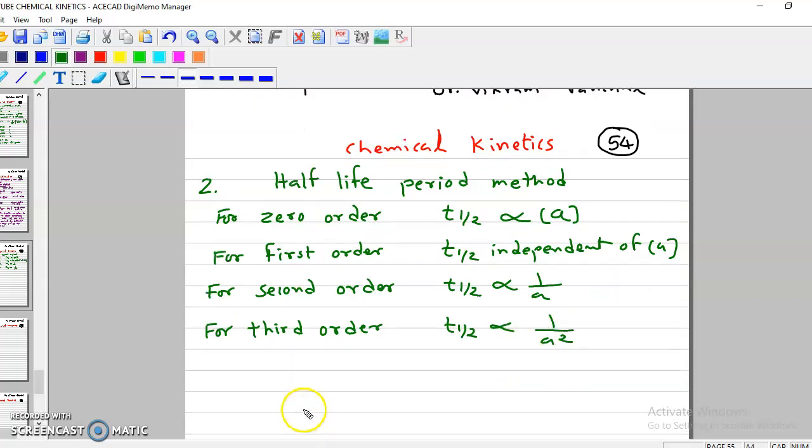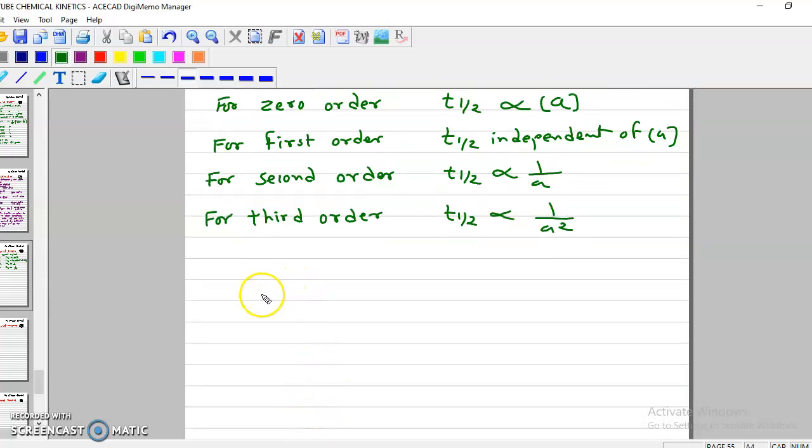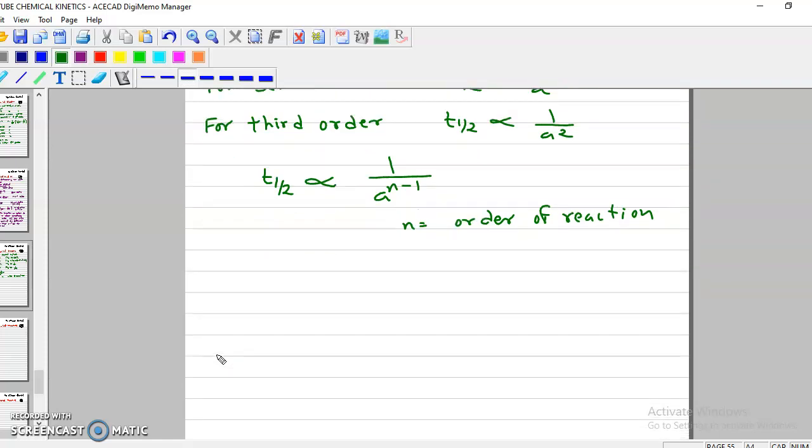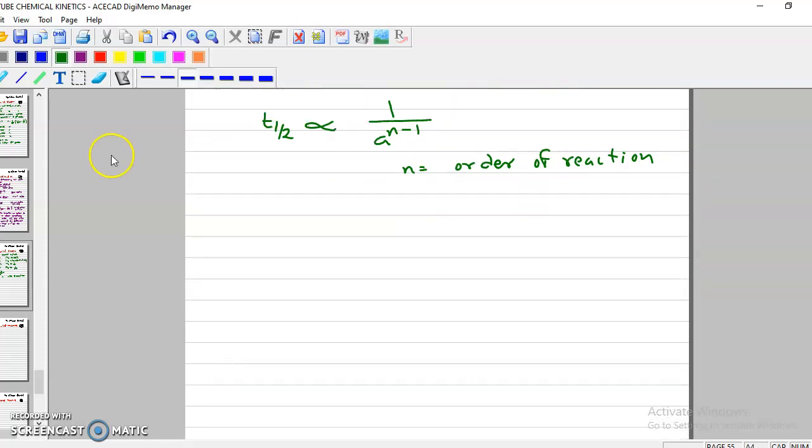So this way we can write a general equation that T half proportional to 1 upon A raised to n minus 1, where n is order of reaction. So we can find out order of reaction from half-life period, that it depends on concentration of A.